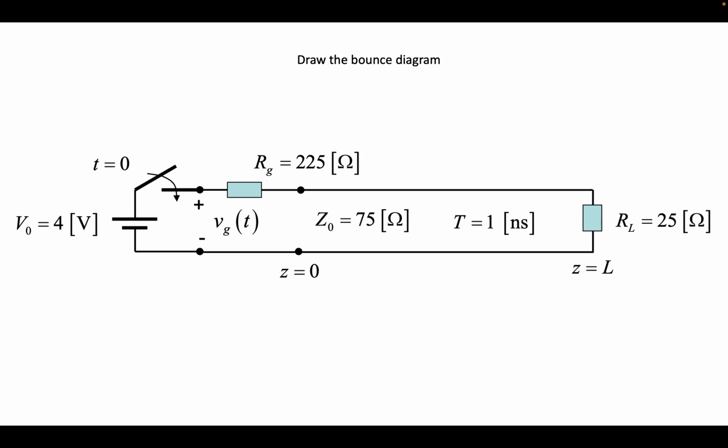So I am waiting. Does anyone able to draw the bounce diagram of this? You can go up to maybe 6-7 transit times.